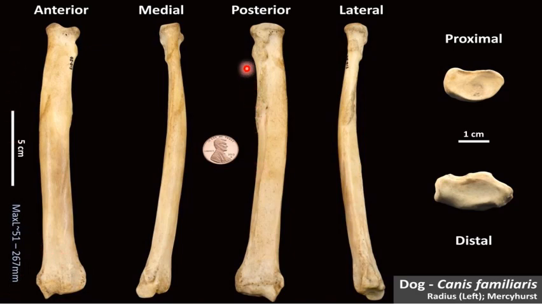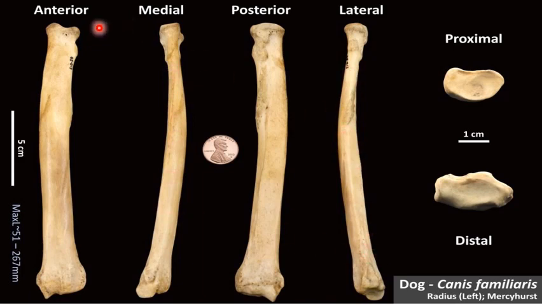Radius has two extremities, a proximal extremity and a distal extremity. Between these two extremities there is a long body. This body has further two surfaces and two borders. If we talk about the surfaces, then it has a caudal surface and a cranial surface. Similarly, it has two borders. One is the medial border and the other is the lateral border.